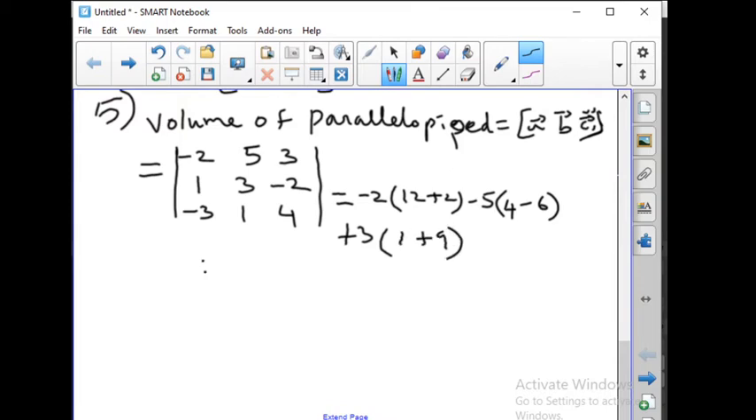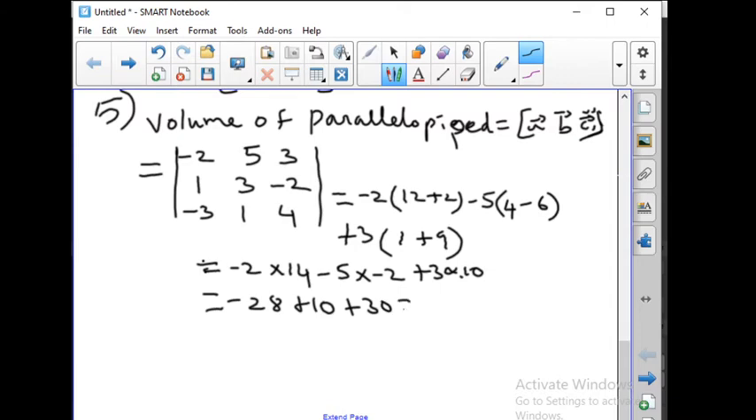So it is equal to minus 2 into 14, minus 5 into minus 2, plus 3 into 10. So it is equal to minus 28 plus 10 and plus 30. So it is equal to minus 28 plus 40, which is equal to 12.